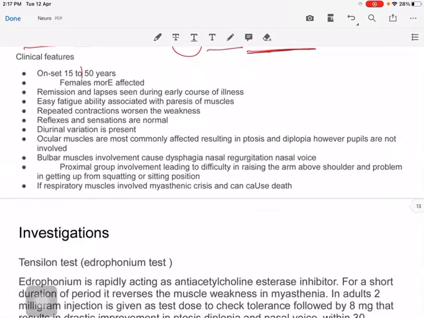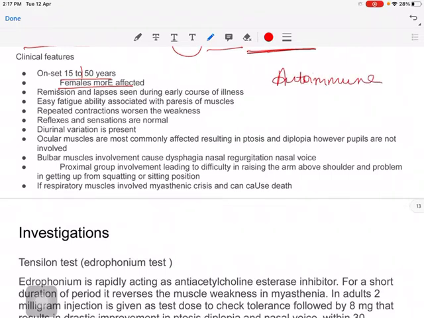Then we have clinical features. So onset is 5 to 15 to 50 years. Females are more common. Any autoimmune disease, name it, myasthenia gravis, rheumatoid arthritis, everything is common in females. So we have remissions and relapses seen during the early course of treatment. Easy fatigability, it is associated with paresis of muscle. So weakness of muscle is present.